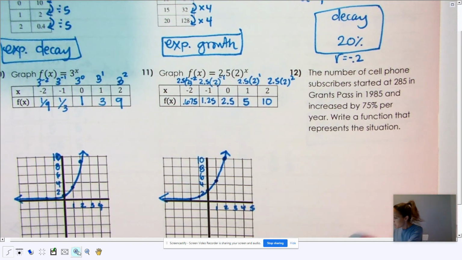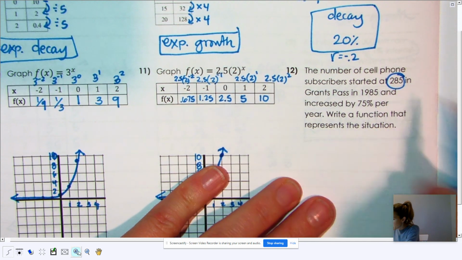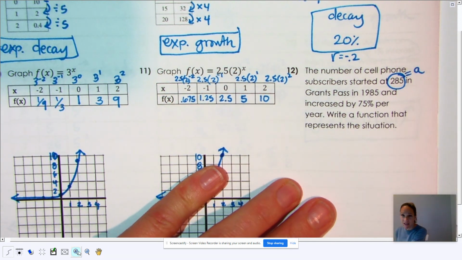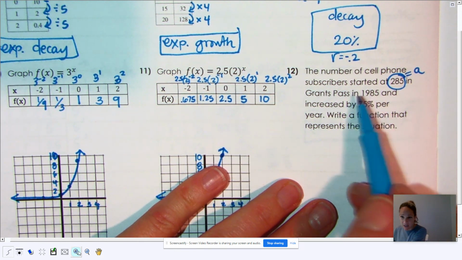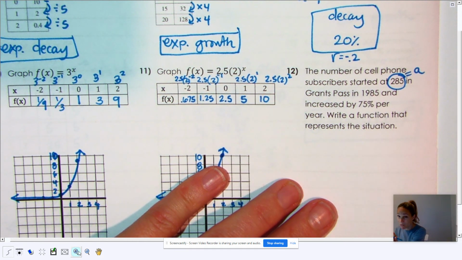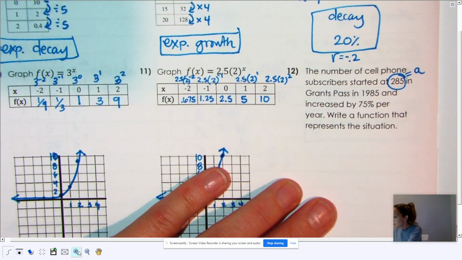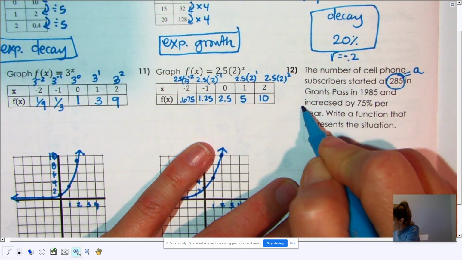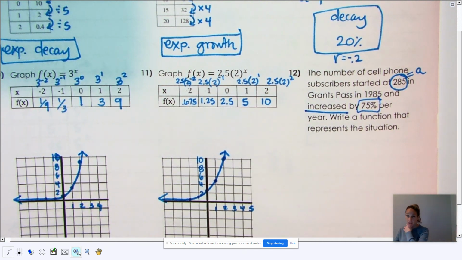Last one, number 12, it says the number of cell phone subscribers started at 285, so automatically you should be thinking, that's my initial value. In Grants Pass in 1985, they're just trying to give you some extra information here that we don't really need in our formula, but we should use when we define our variable. And then it's increasing by 75% per year. So now we need to write a function for that.